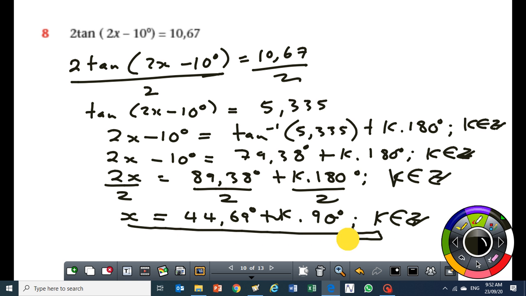Now, let's just do trial and error because I'm going to stop here for today. Let's say k was equal to 1. It means 1 times 90 gives you 90. 90 plus 44.69 gives you 134.69. That 134.69, put it here where there is x. You must get that. Put 134.69 where there is x. Do it. It's better you do it.